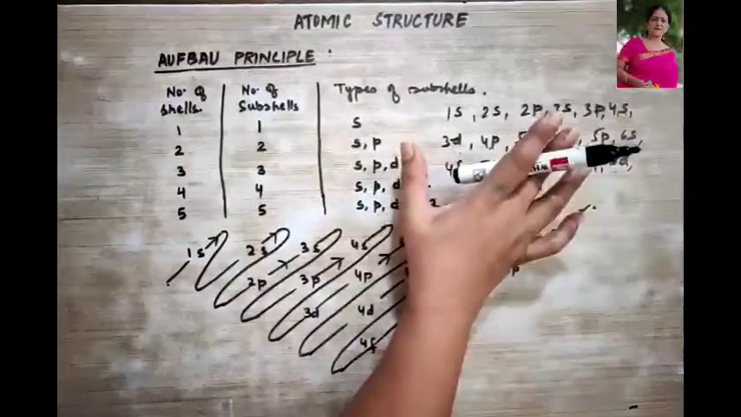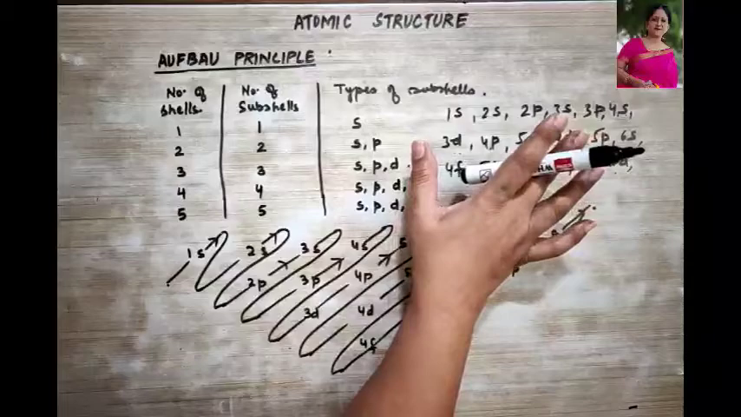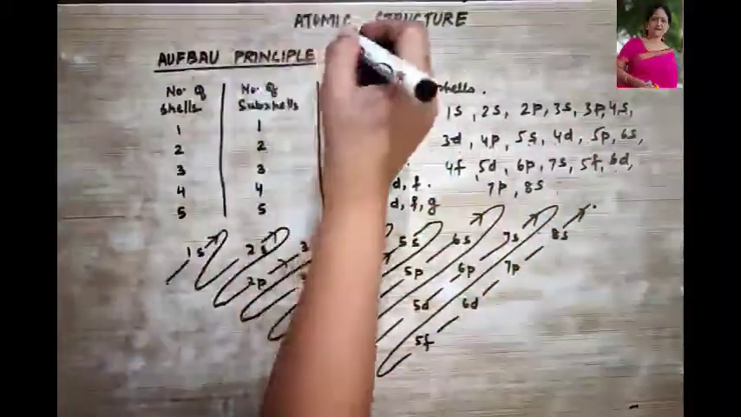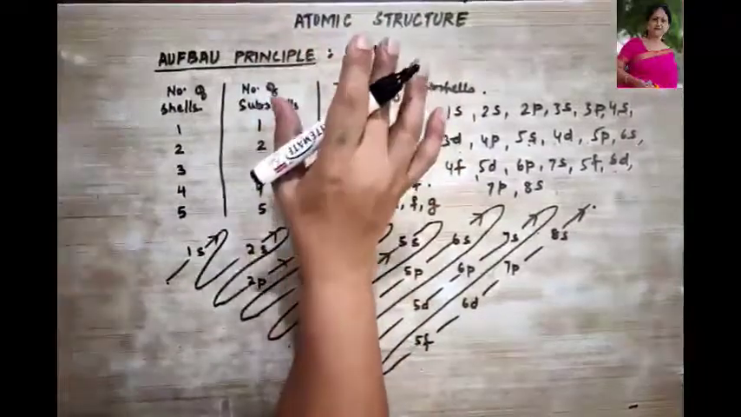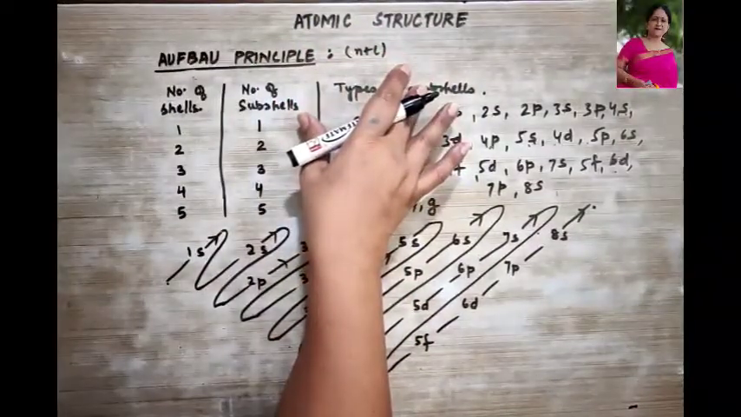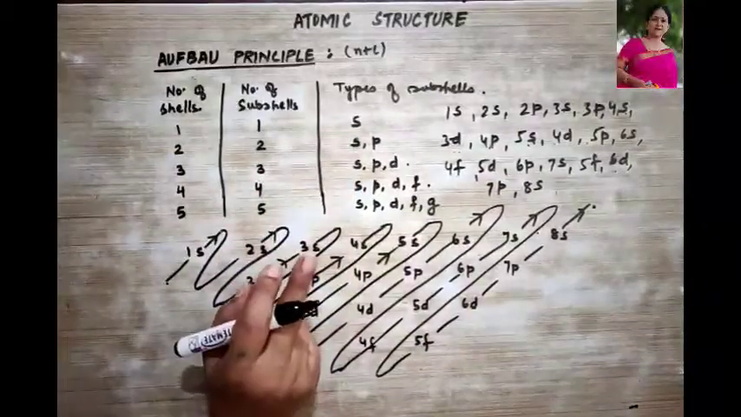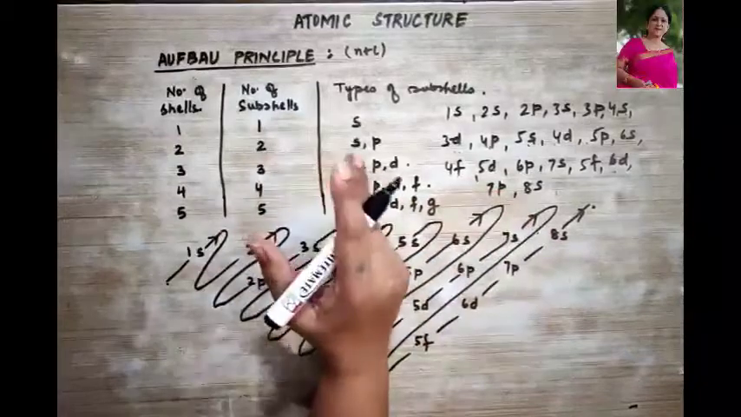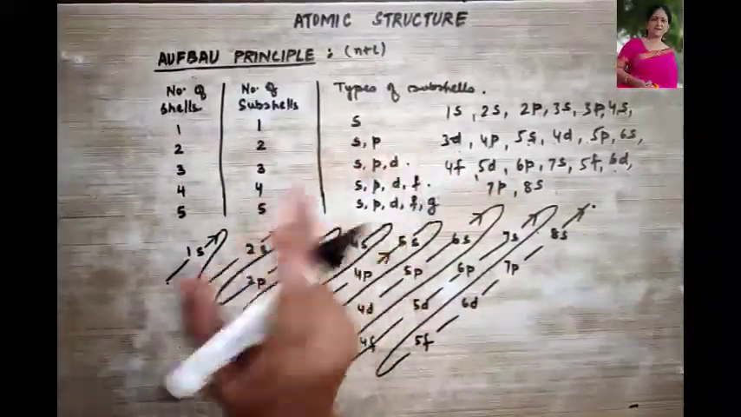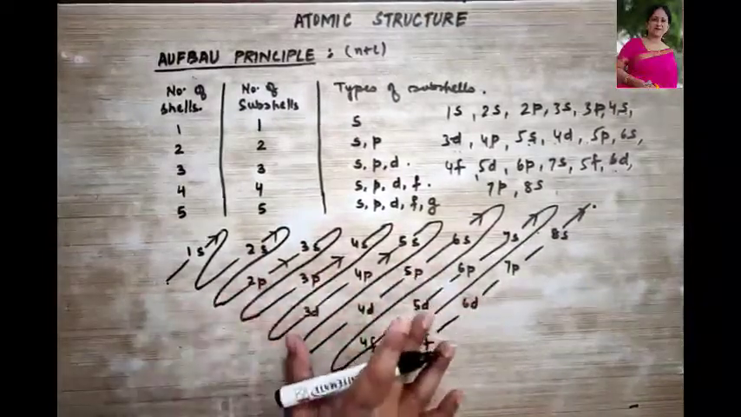So this sequence in which the various subshells are filled up can also be determined by the formula I told you. It is the N plus L rule, the N plus L value for the given subshell. The subshell with the lowest N plus L value will be filled up first, and when two or more subshells have the same N plus L value, then the subshell with the lowest value of N will be filled up first. I hope this is very clear to you.